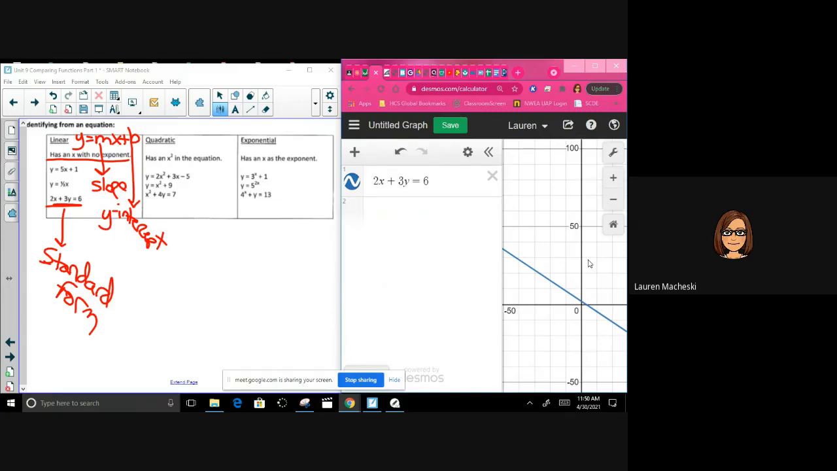A quadratic has an x squared in the equation somewhere. So you can see all these x squareds here. Remember, a quadratic is always in the form y equals ax squared plus bx plus c. A, b, and c will be some type of numbers.